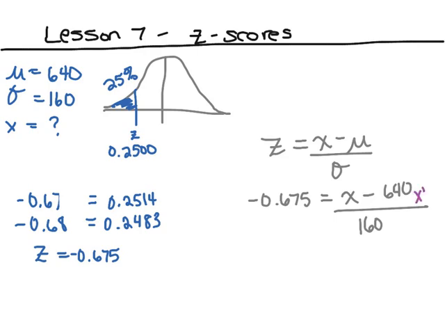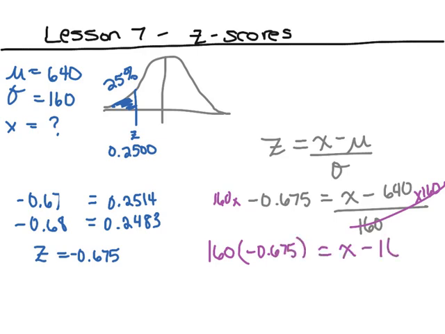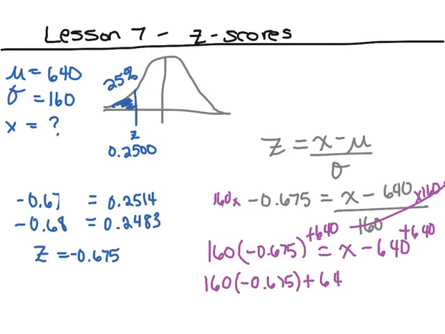So we're going to multiply both sides by 160. This cancels, so we have 160 times -0.675 equals X minus 640. And now we're going to add 640 to both sides. So 160 times -0.675 plus 640 is equal to X. And you should get 532.